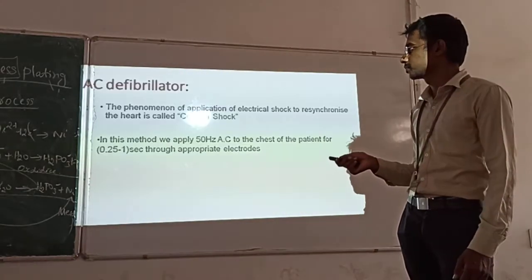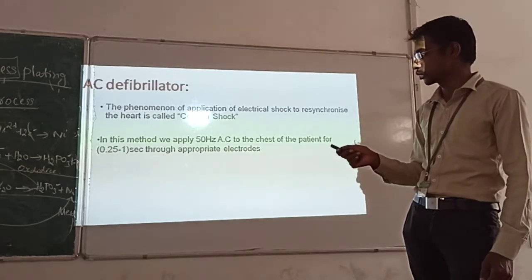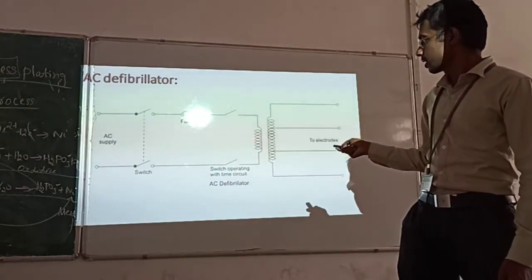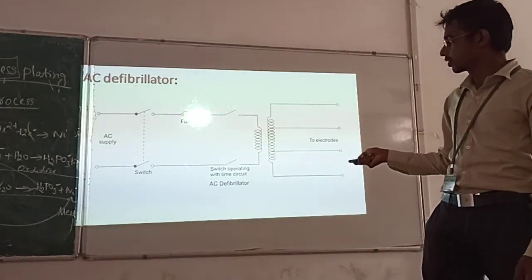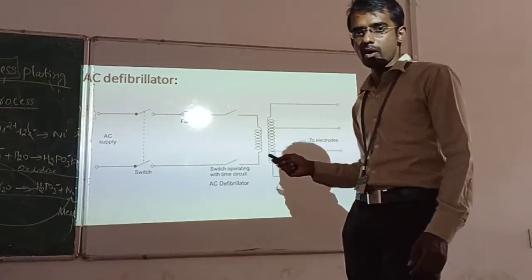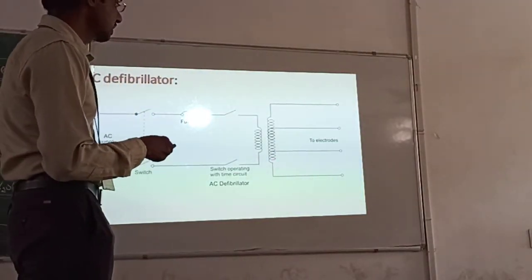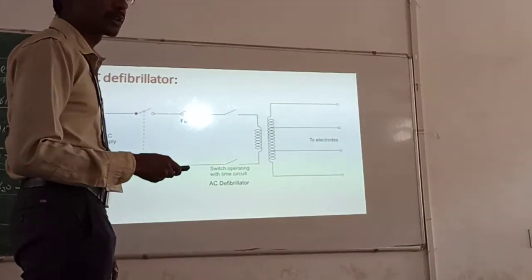So this is how the AC defibrillator actually looks. You have a transformer, right? Most of the time this will be an auto transformer, so according to the level of voltage that needs to be given, we'll try to arrange it. From the secondary of the transformer, we'll give it to the electrodes.